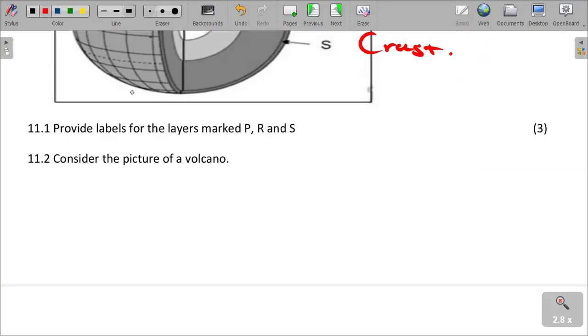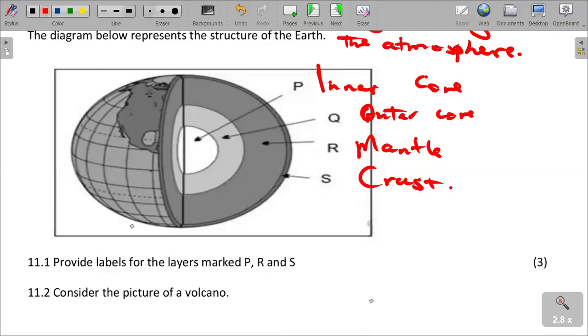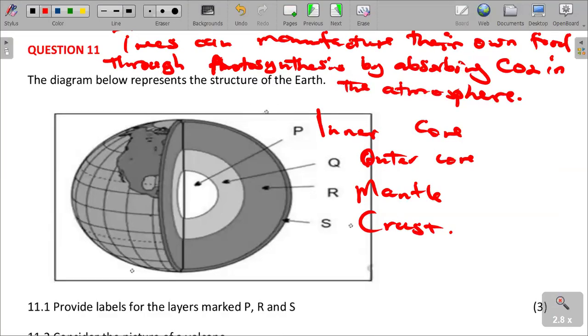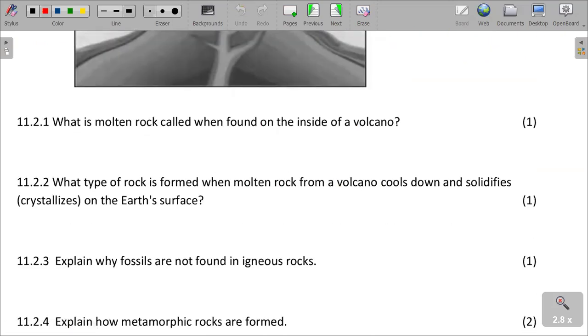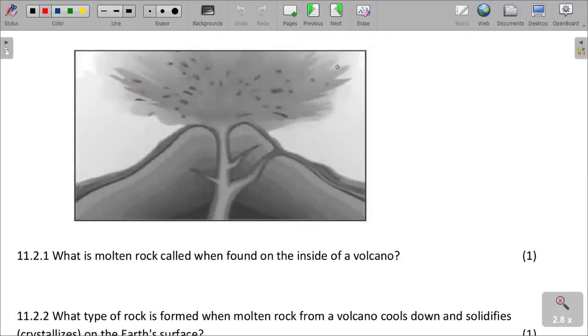And then consider the picture of a volcano. Class, you need to know the internal structure of the Earth in order to relate and answer every other question that comes. What is the molten rock called when it is found on the inside of a volcano? We answered this question in the beginning again. When it is still inside, it's called magma.